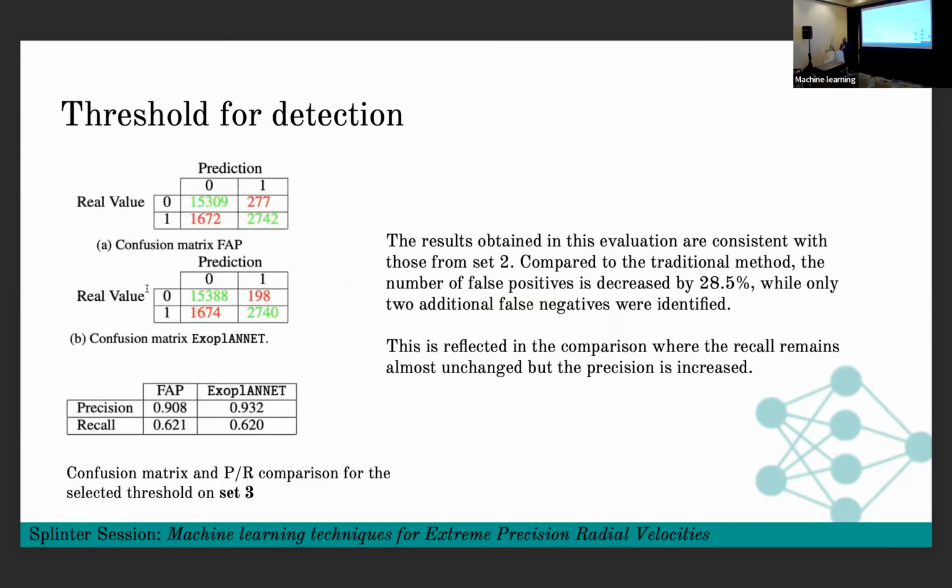Now we have a threshold. So with this threshold already set, the confusion matrices and precision-recall metrics were calculated over the periodograms of set 3. For the network, the number of false positives decreased by 28.5% and the precision was improved.